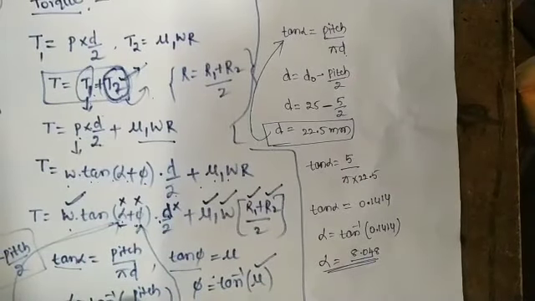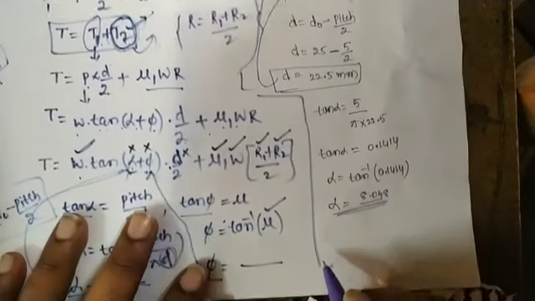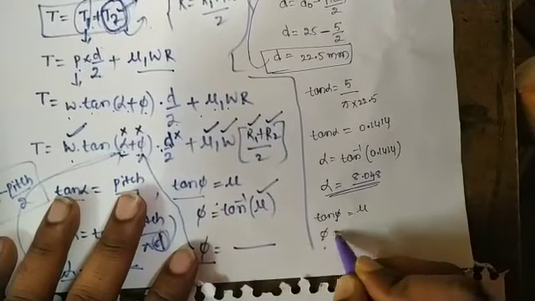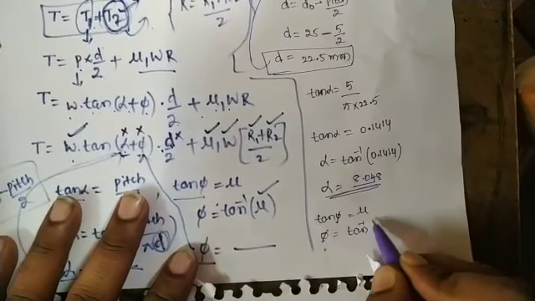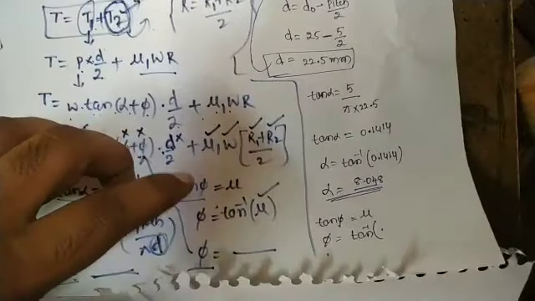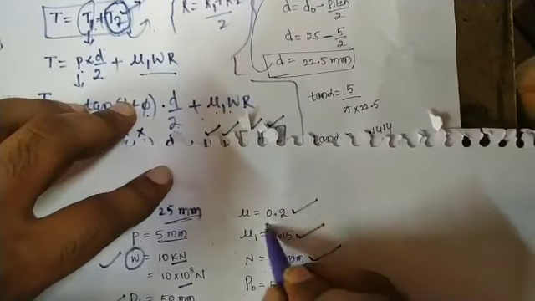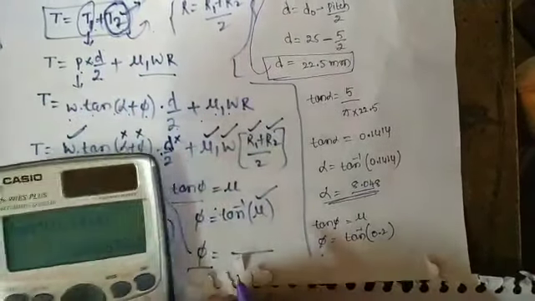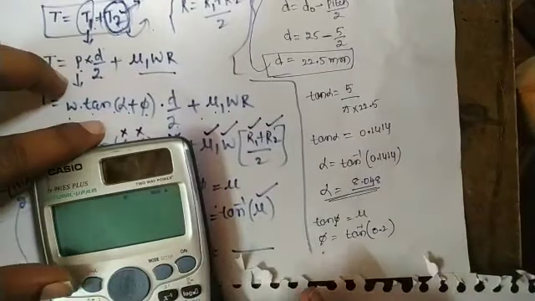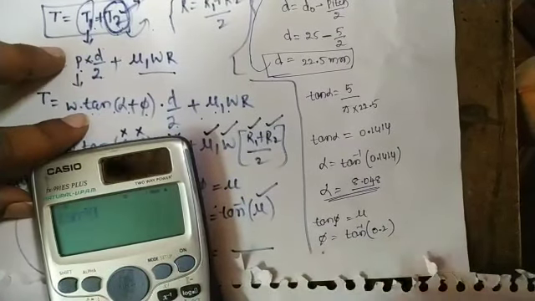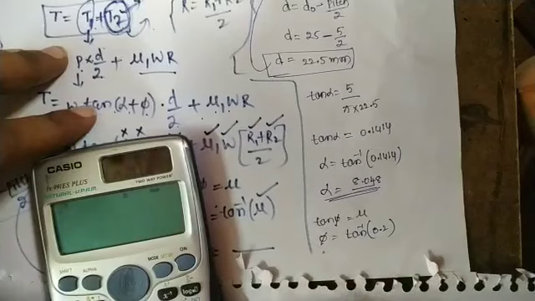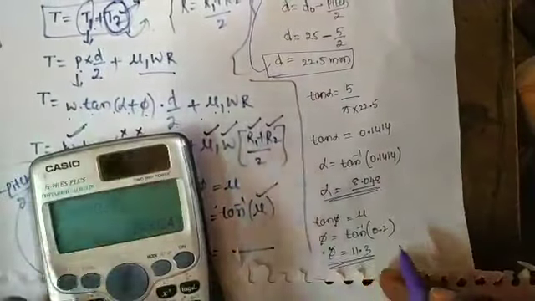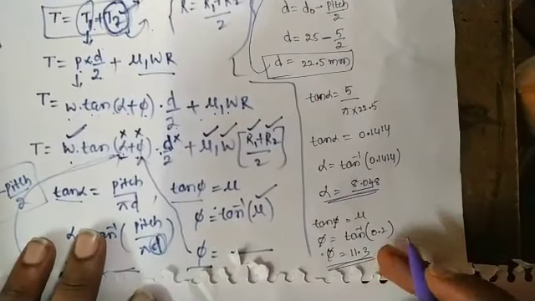Next, second condition. Tan pi equal to mu, then pi equal to tan inverse of mu. What is the value of mu? 0.2. Then tan inverse of 0.2, pi equal to 11.3. So the pi value and alpha value are completed.